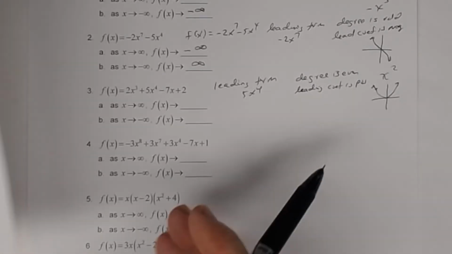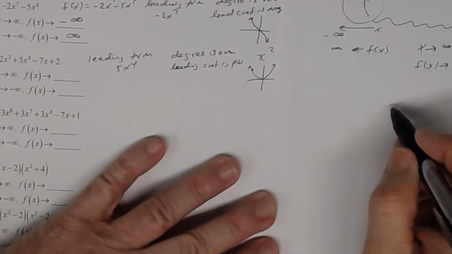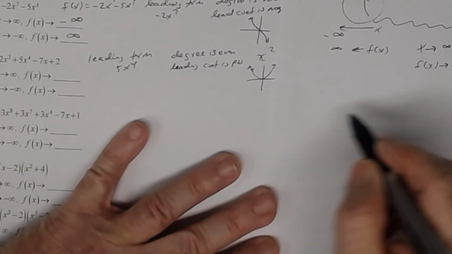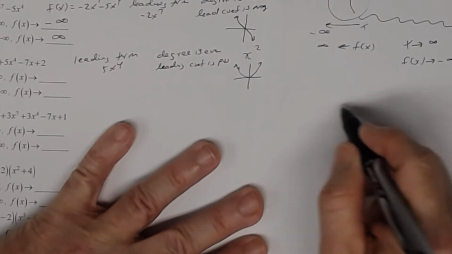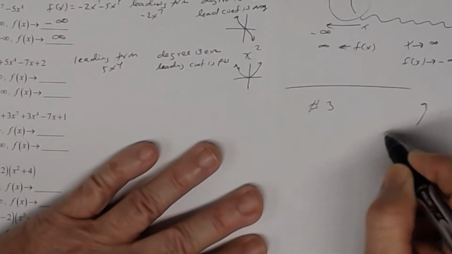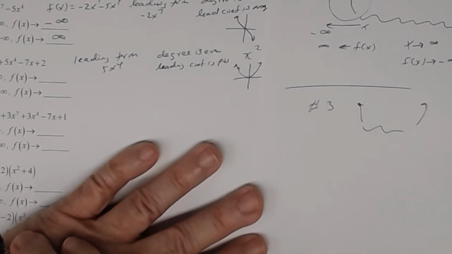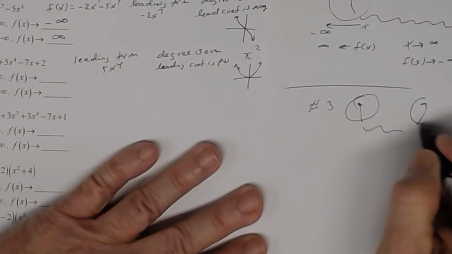So for that one, since the leading coefficient is positive, I know this is going to be number 3. I know that on the right it's going to go up, and on the left it's going to go up as well, no matter what happens between them. Okay, I'm only interested in those end behaviors.